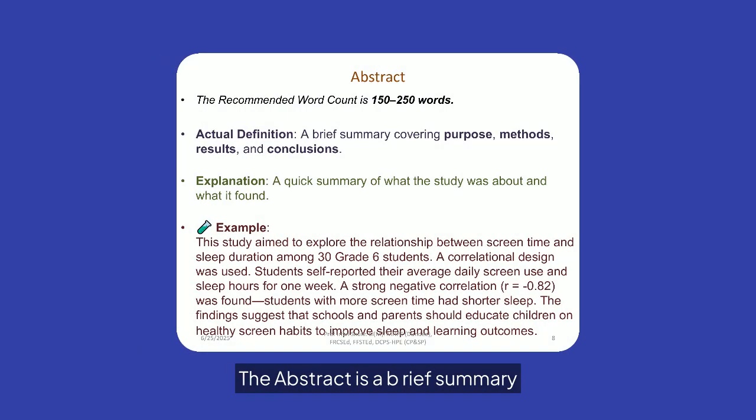The abstract is a brief summary of 150-250 words, covering the purpose, methods, results, and conclusions. It provides a quick overview of the study, helping readers decide if the paper is relevant to their interests.